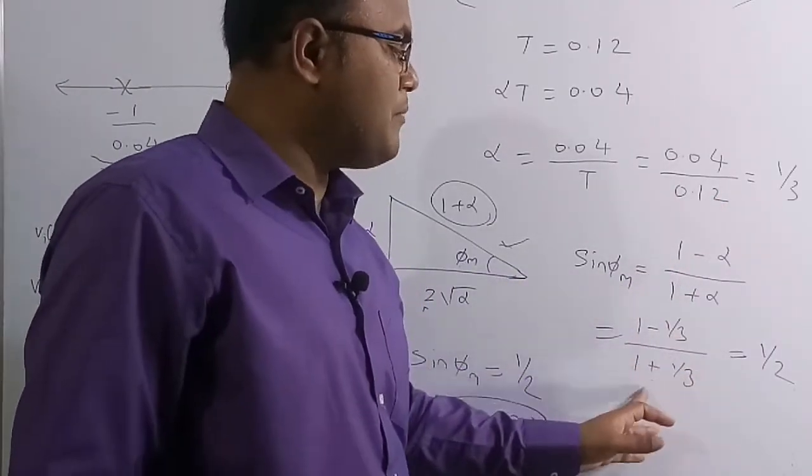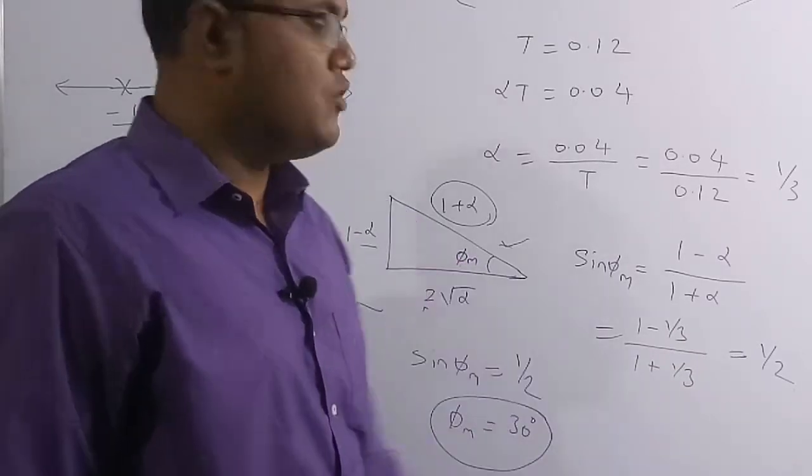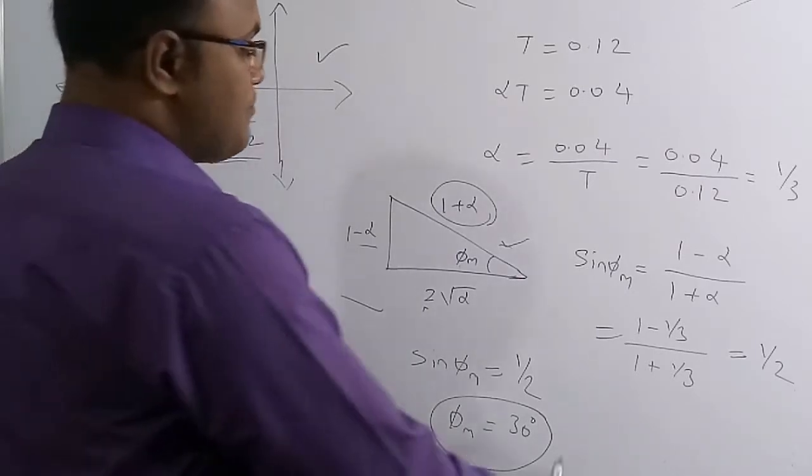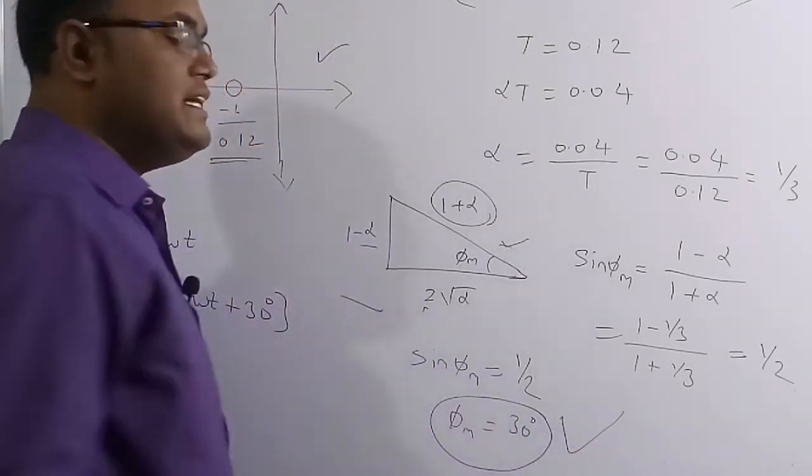So 1 minus 1 by 3 by 1 plus 1 by 3. If you solve this one, we are going to get 1 by 2. Therefore sin phi m is equal to 1 by 2. So phi m is equal to 30 degrees. Therefore the maximum phase shift in the output is 30 degrees.